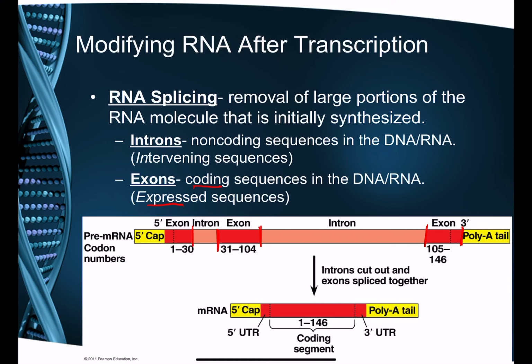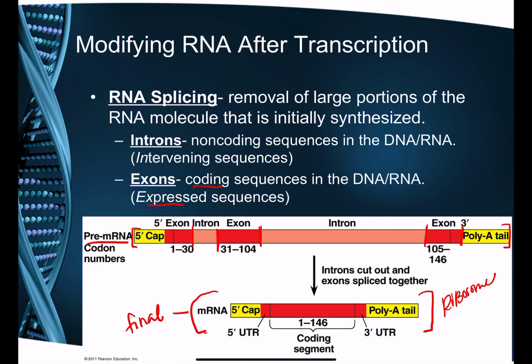So this is our pre-mRNA. It's had the 5' cap added. It's had the poly A tail added. And now those introns are going to get cut out, and that leaves a much shorter mRNA. So this is our final mRNA. That's not really what it's called, but it's not the pre-mRNA anymore. It's not the primary transcript. This is the one that's ready to go to the ribosome, okay?